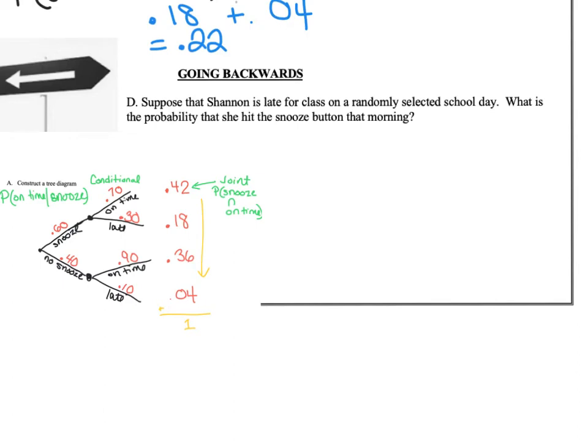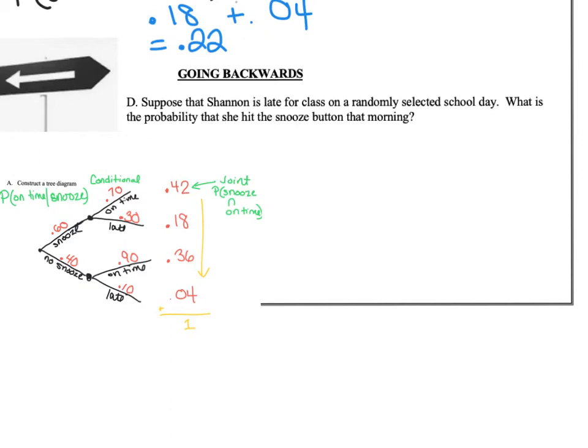We are going to switch directions now. We're going to reverse our conditions. So this was set up by the alarm rings and you either hit the snooze or you don't, and then we looked at the conditional probability. What percent of the time were we on time or late, given that we hit the snooze.